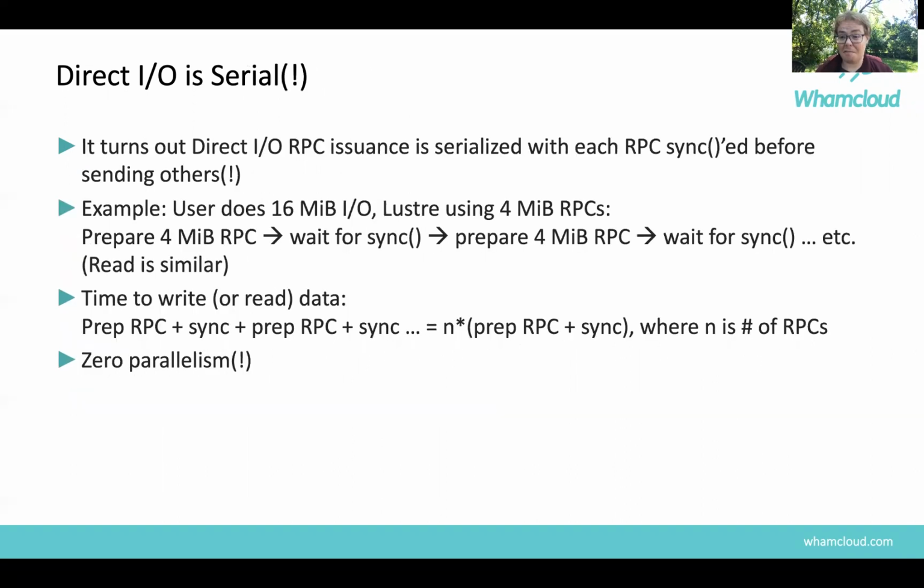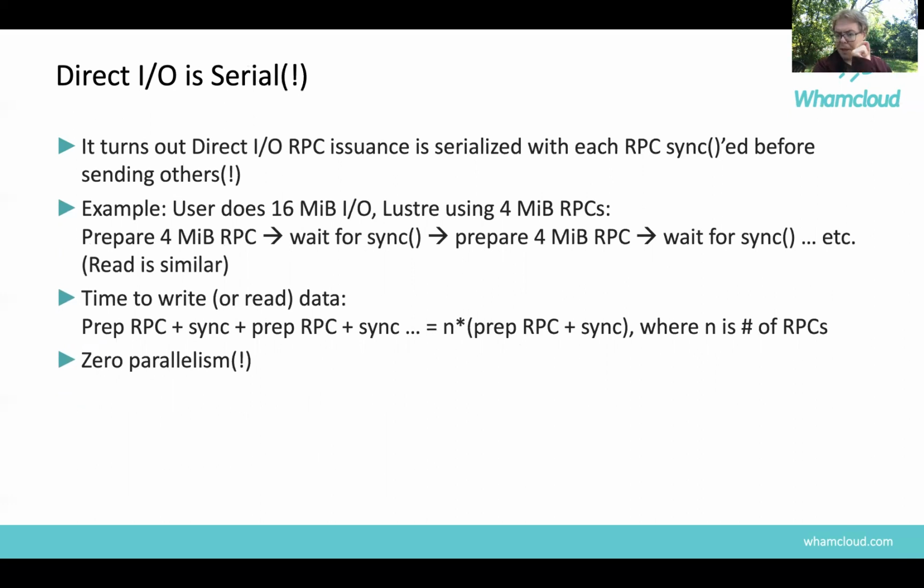It turns out to have a kind of shockingly simple answer. Direct IO is within Lustre essentially serial. And what that means is it's serialized at the RPC level. So each individual RPC is synced before sending other RPCs. And you're kind of wondering what that's about.